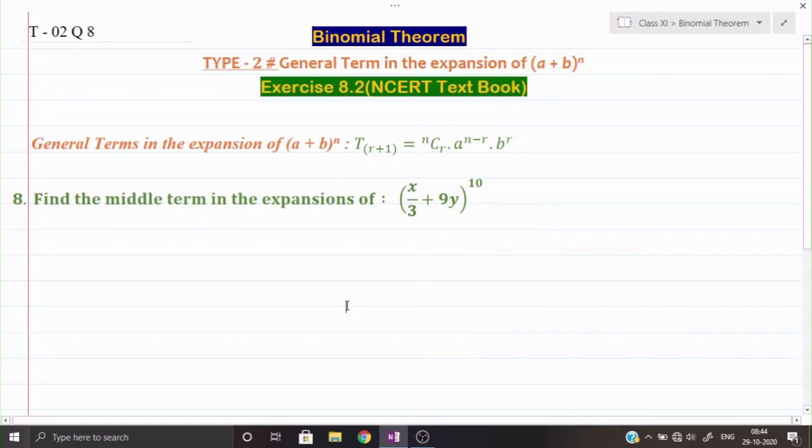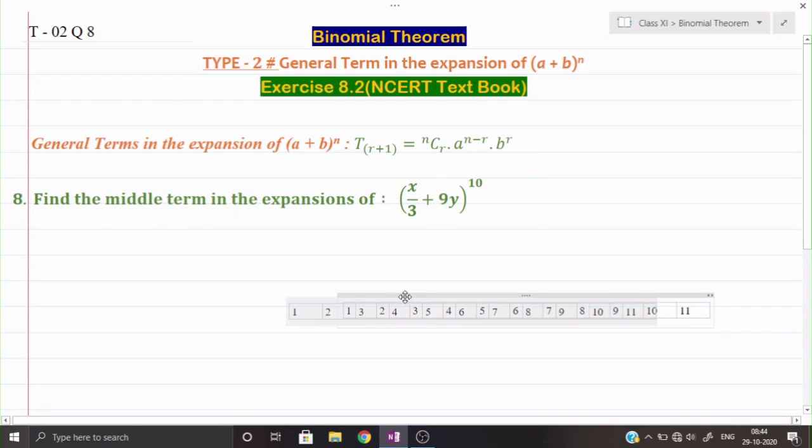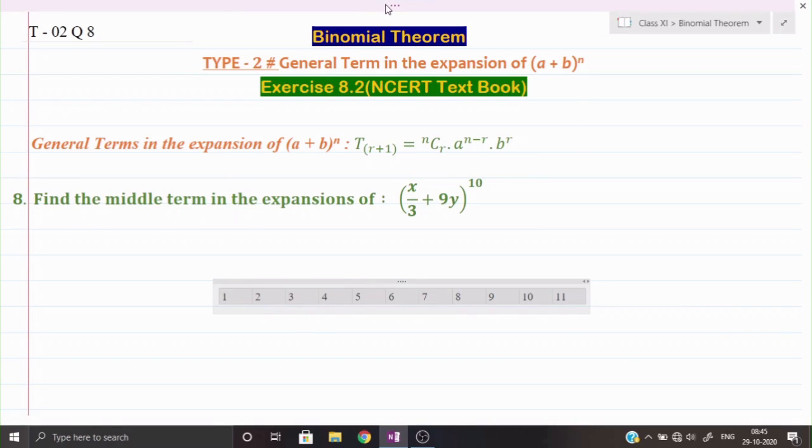Now, question number 8 we shall see here. Find the middle term in the expansion of (x/3 + 9y)^10. First of all, see here. Again, if I write down in the same manner, the power given here is 10, so the total number of terms will be 11. So if I show you in the same manner 11 terms, let me write down all the terms first of all. Now suppose we do the cancellation of these 11 terms.